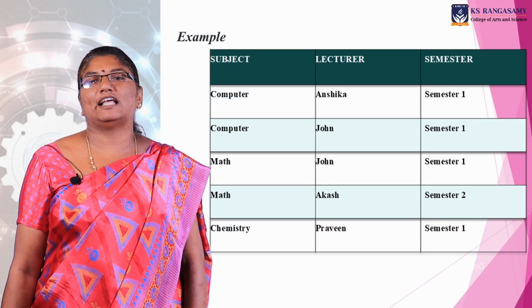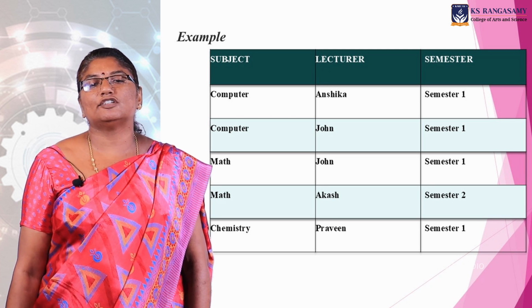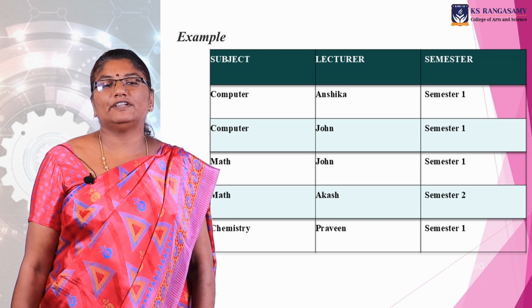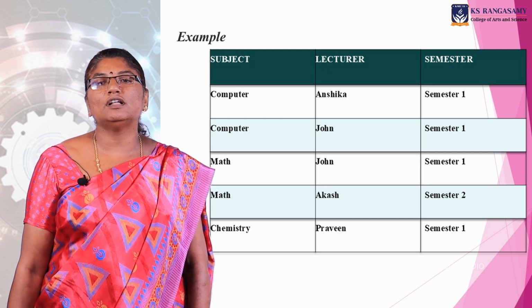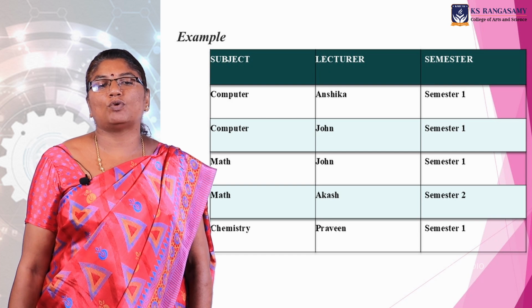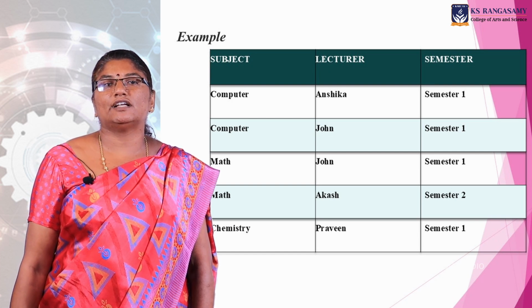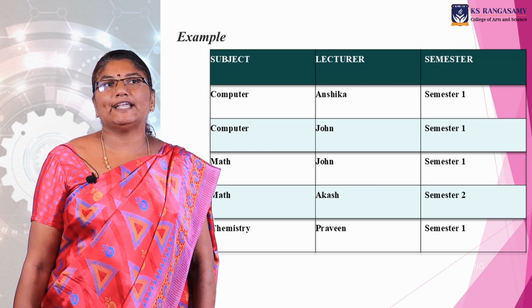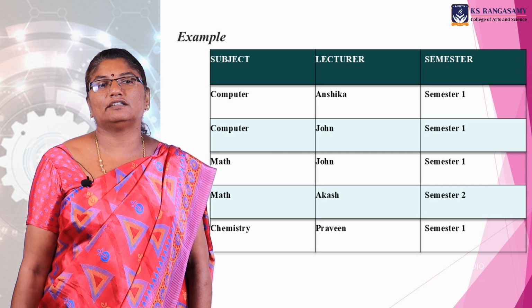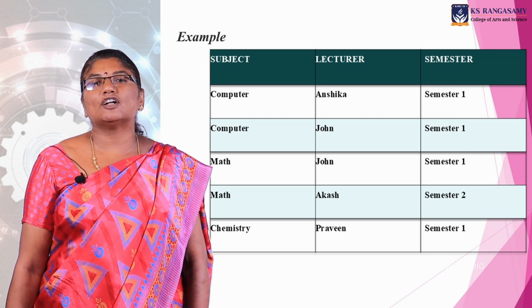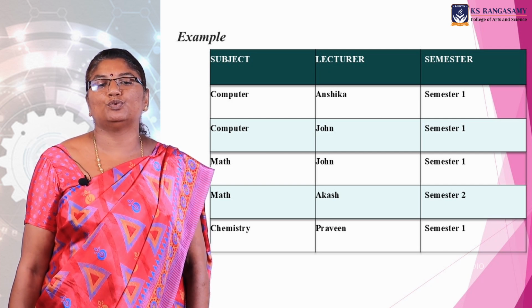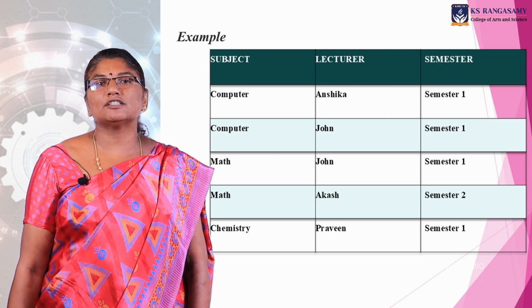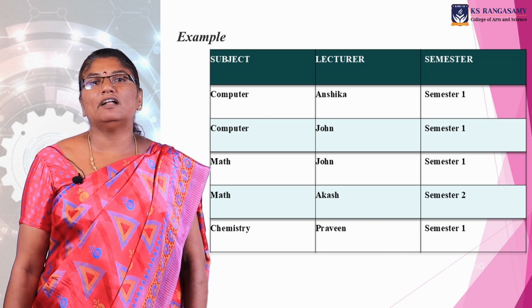Consider a table with a subject, lecturer and semester. In this you have a number of fields. In lecturer you have a person named John. John is allotted semester 1, but John is not allotted semester 2. So considering this table, John takes both computer and maths in the class semester 1, but he does not take the class in semester 2. So you have to alter it, but if you are adding those tables, you have to specify that it should be null.